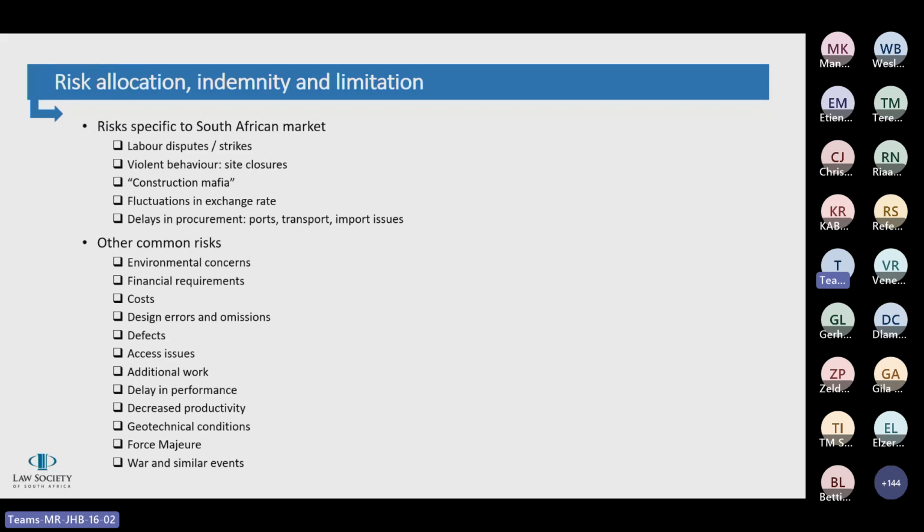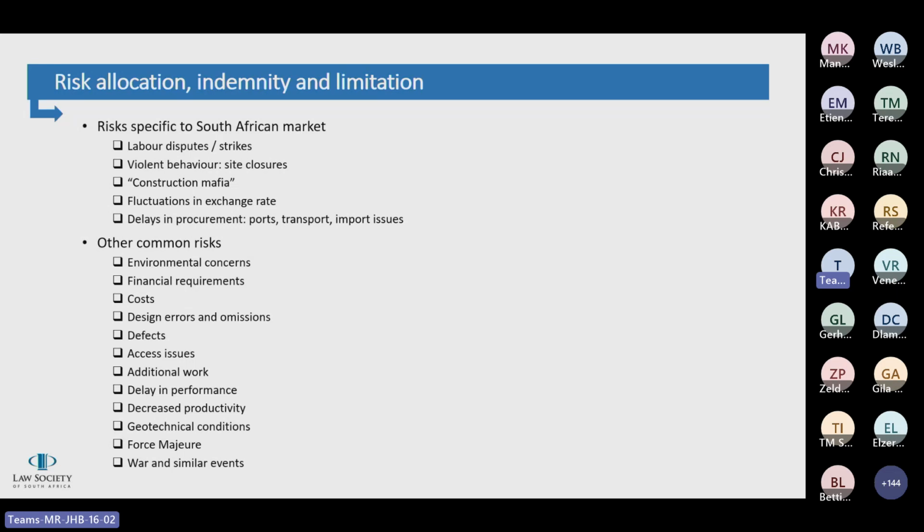Then we have fluctuations in exchange rate, obviously heavily relevant for South Africa. And we've got delays in procurement. Again, firstly, it can be international issues. A few years back, maybe maximum 2 years back, we saw China being load shedded, which heavily impacted on the renewable energy programs because solar panels couldn't be imported. But more specifically to South Africa, we might have issues with ports, we might have issues with transport, and we might have issues with import taxes, all due to local issues that come and go from time to time.